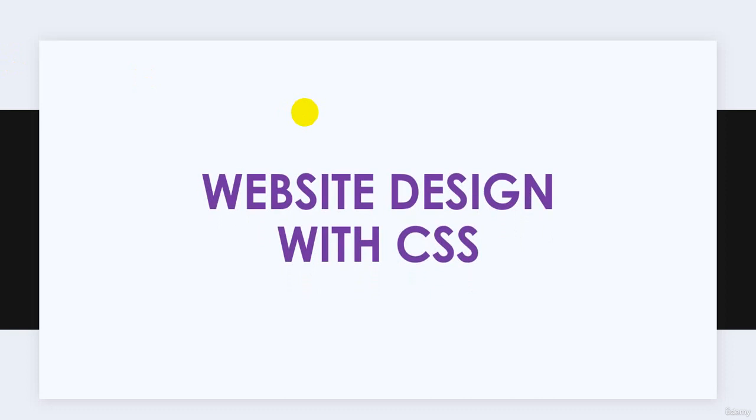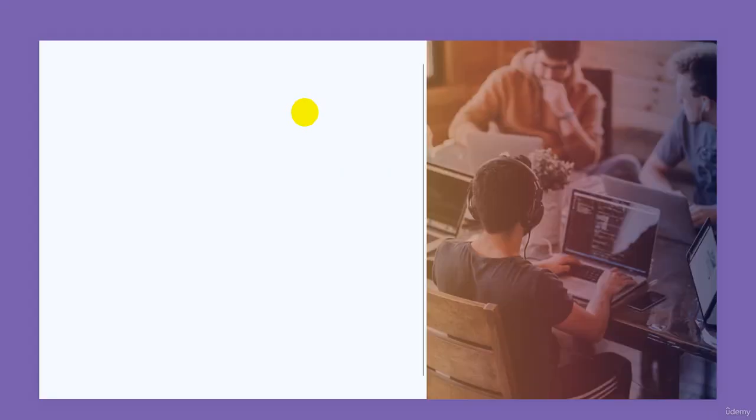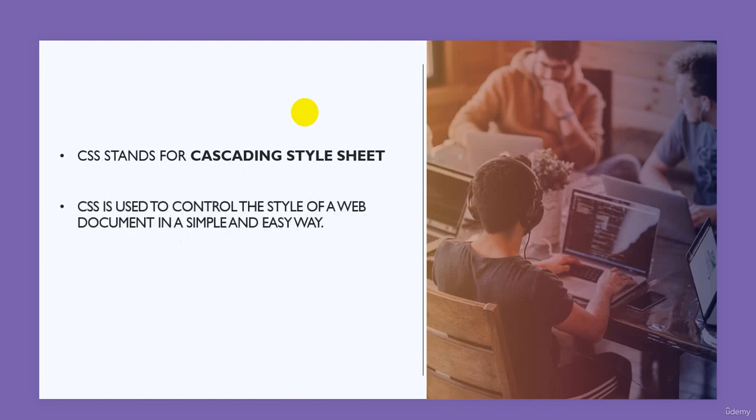So this is our course, website design with CSS. Now, what does CSS actually stand for? What is the full meaning of CSS? It is Cascading Style Sheets. So CSS is actually used to control the style of a web document in a simple and very easy way. Whenever we integrate the CSS file with our website HTML file, then you will see how it helps to control the entire design work very easily.